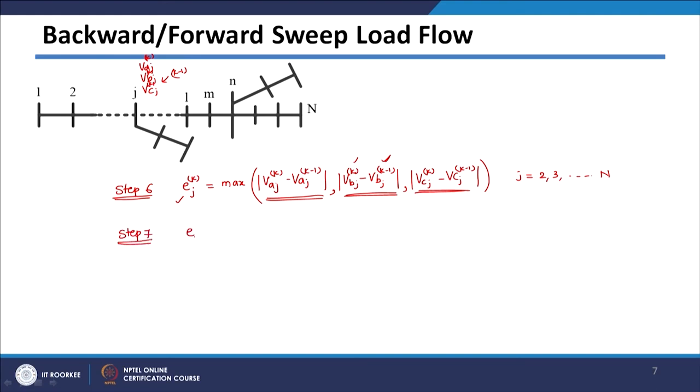So, E max of kth iteration will be equal to your max of E1 at kth iteration, E2 at kth iteration up to En at kth iteration. So, here all these values, it will start from 2. So, E2, E3, E4 at kth iteration. These E2, E3, E4 they have already calculated in step 6, and we are getting the maximum errors by calculating the max of it.